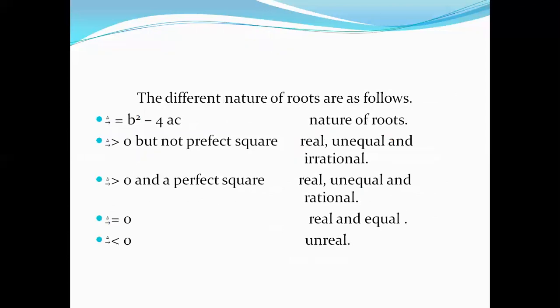The different natures of roots are as follows. Nature of roots is equal to b squared minus 4ac. Nature of roots greater than 0 but not a perfect square means real, unequal and irrational. Nature of roots greater than 0 and a perfect square means real, unequal and rational. Nature of roots equal to 0 means real and equal. Nature of roots less than 0 means unreal.